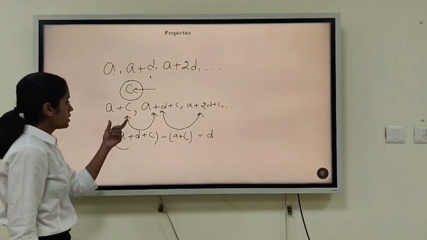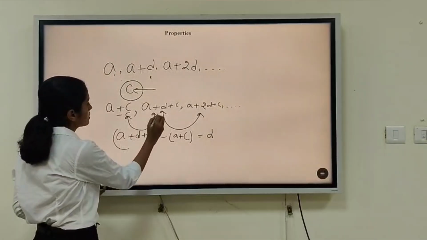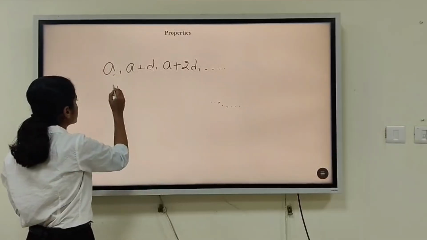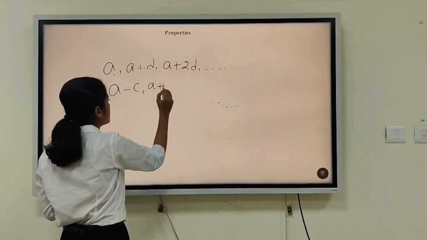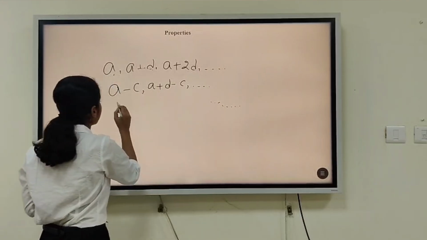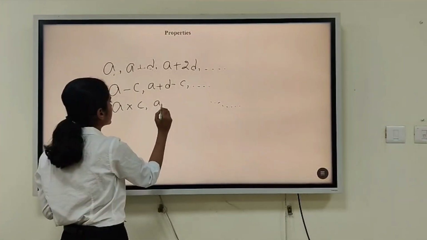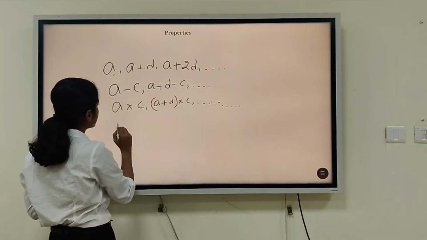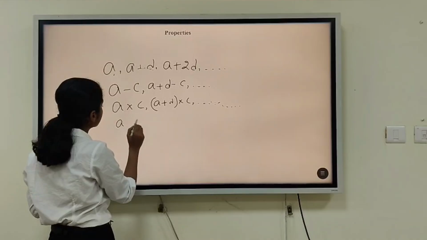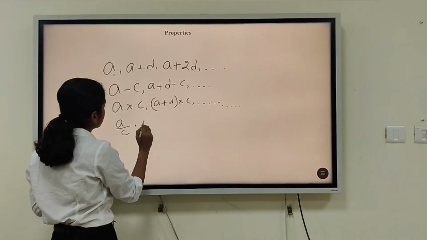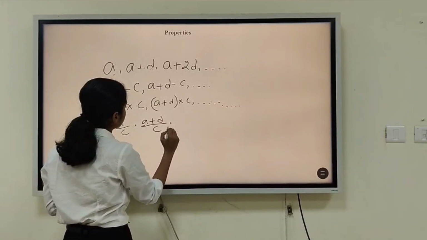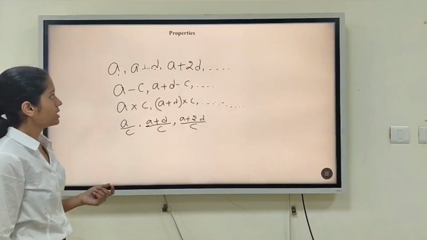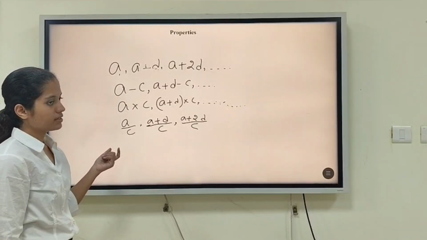Same way, we can subtract c from each of its terms, and we will see that the resulting sequence is again in AP only. Same for multiplication as well. We can check it. After doing all these algebraic calculations on the terms of the sequence which is in AP, the resulting sequence is again an AP only. So we can see these properties with an example as well.